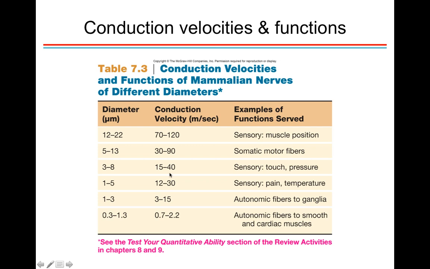So you don't have to memorize these numbers or the examples over here. What I just want to point out is that the thicker the diameter of a nerve, the faster it can conduct the traveling of an action potential down the nerve. And remember, in this case, the ones at the top are definitely myelinated nerves that can have such a high velocity of transmission or conduction.